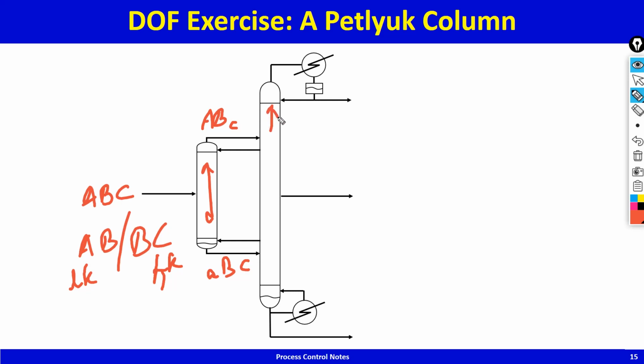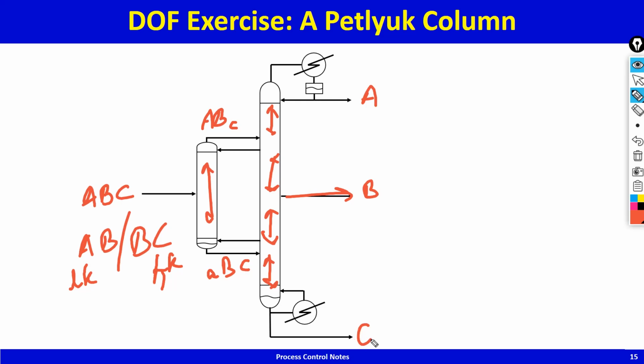this section prevents B from leaking up, so at the top you get pure A. This section prevents A from going down, so you will get pure B. This section prevents C from going up, so you get pure B. This section prevents B from leaking down, so you get pure C.